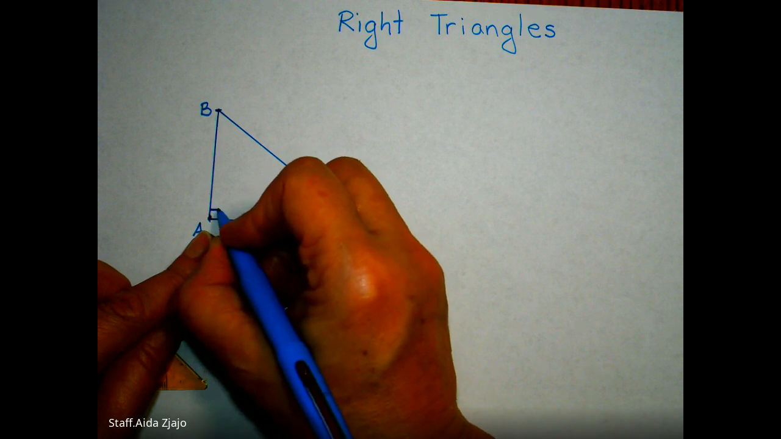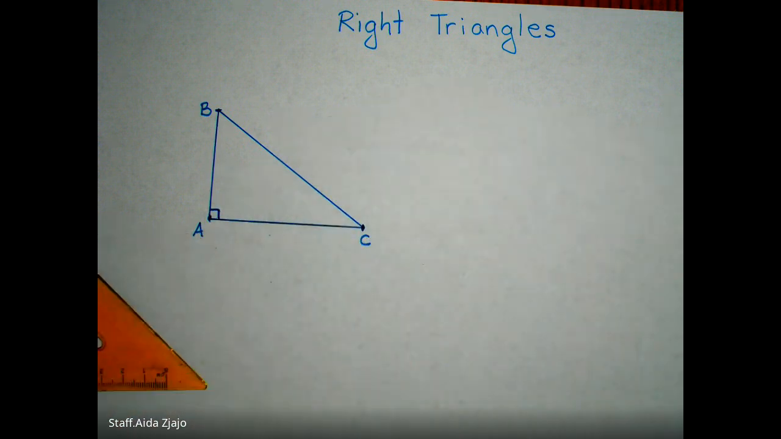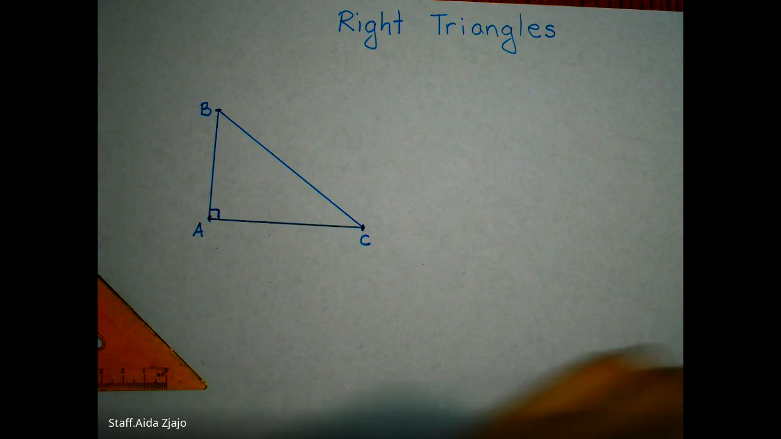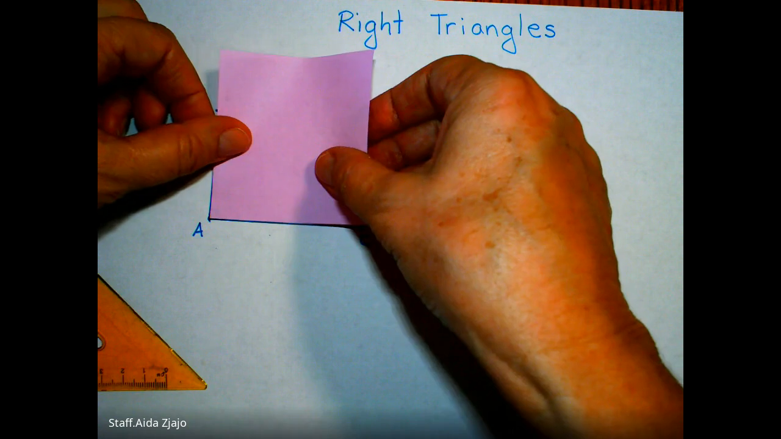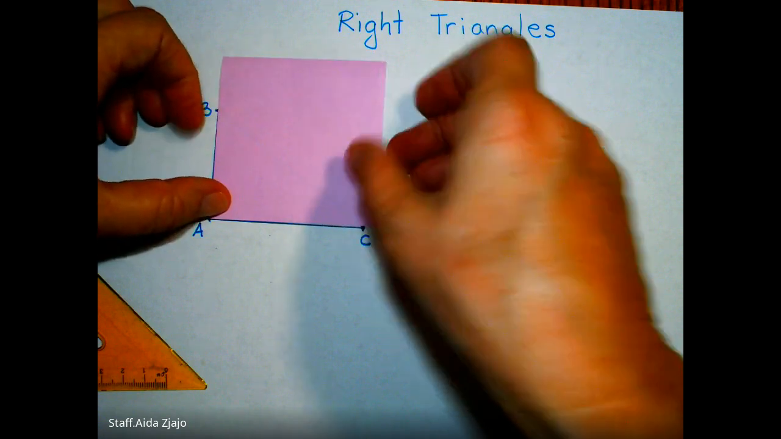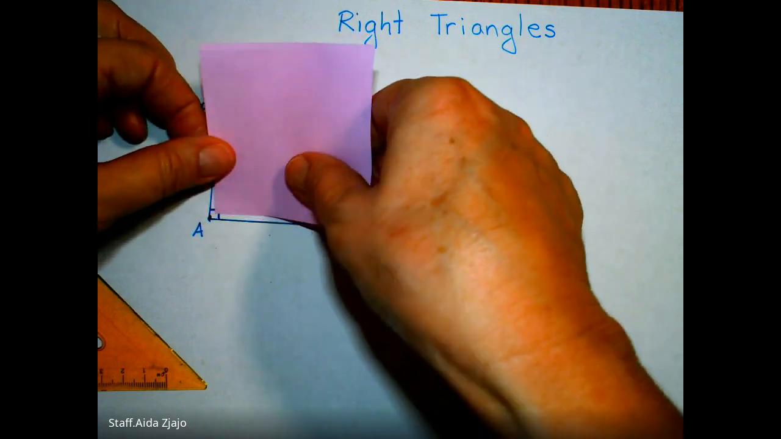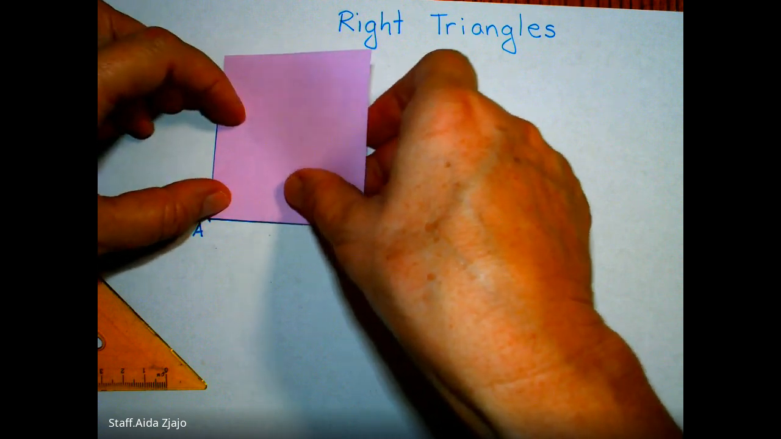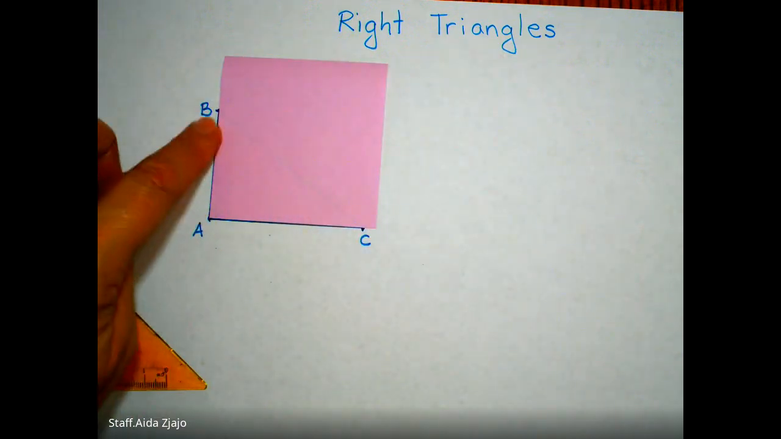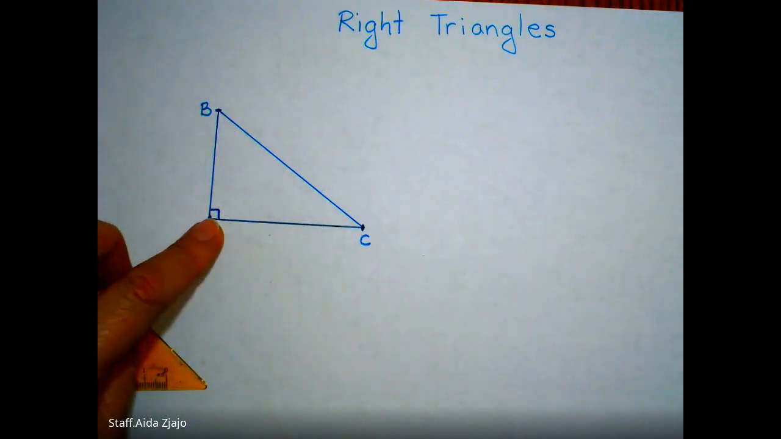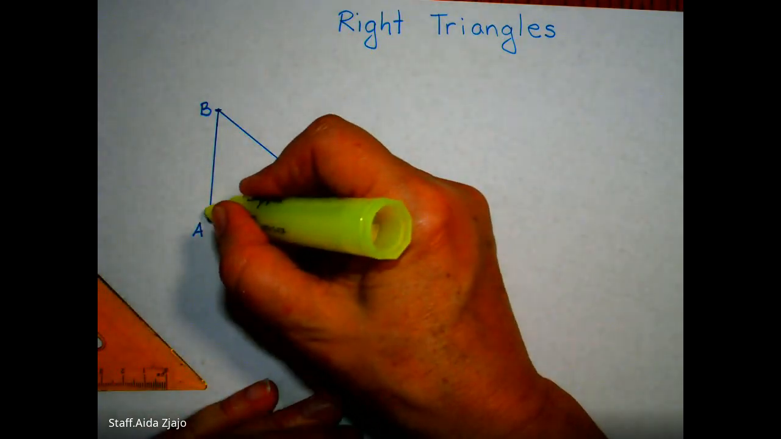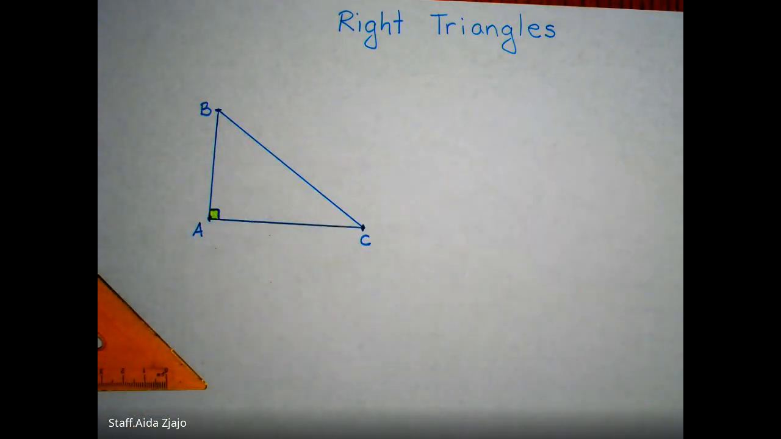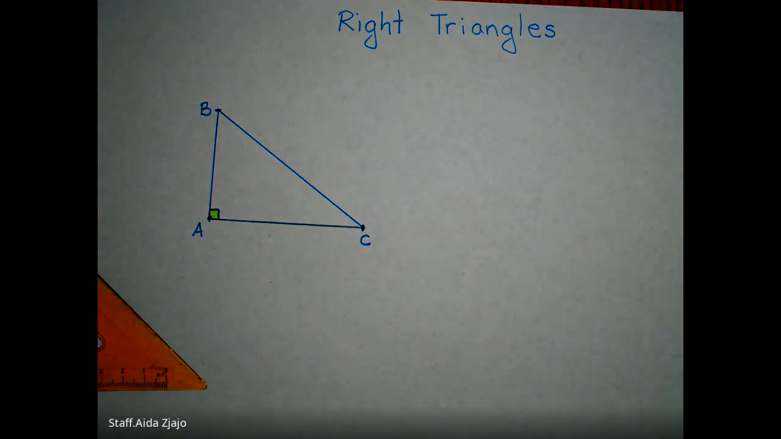So why is the symbol used? Because if you take anything that has a right angle, it will fit perfectly. This square sticker will fit perfectly in the corner of my right angle. So that's why this little symbol is there to mark it as a right triangle. When you see this little square, you know that it is a 90 degree angle.